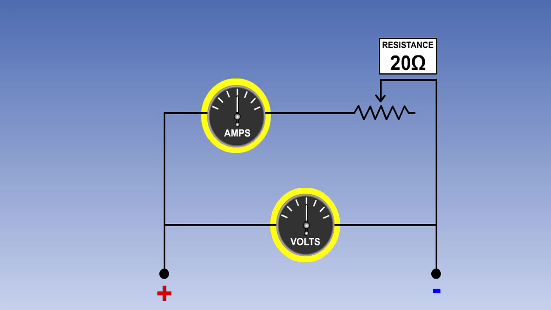If the resistance remains the same, any increase in voltage will cause an increase in current, and a decrease in voltage will cause a decrease in current. So current is directly proportional to voltage.